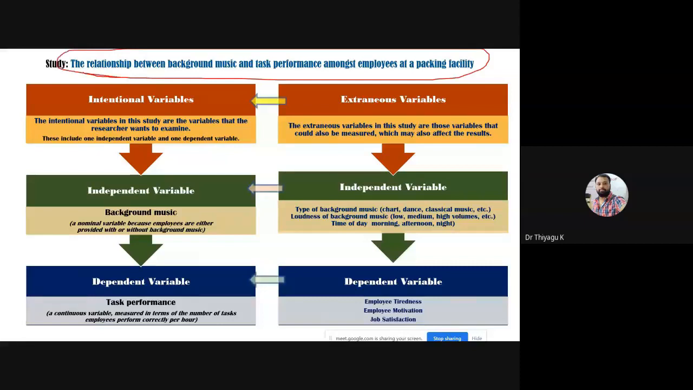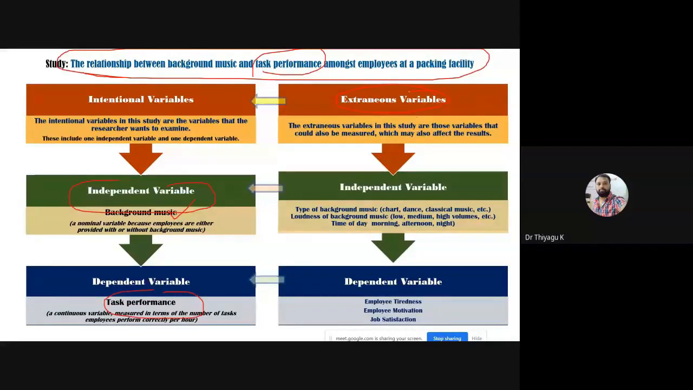Intentional independent variable. Intentional means, anyone, please. Background music. Yes, exactly. So the intentional variable is the variable the researcher wants to examine. The researcher intentionally wants to do the research on that particular variable, that is called intentional. So he is taking the independent variable as background music. What is the dependent variable? Task performance. But what is our third variable?